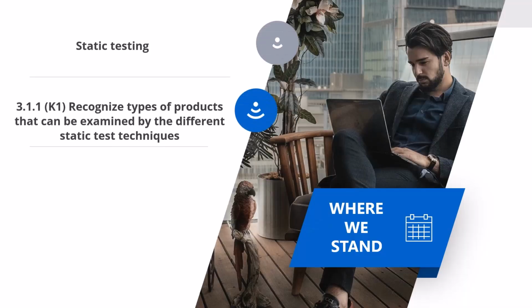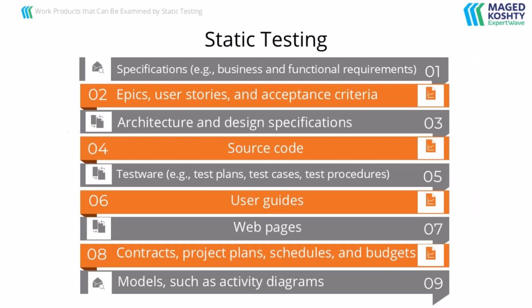Foundation Level Objective 3.1.1 K1. Recognize types of products that can be examined by the different static test techniques.